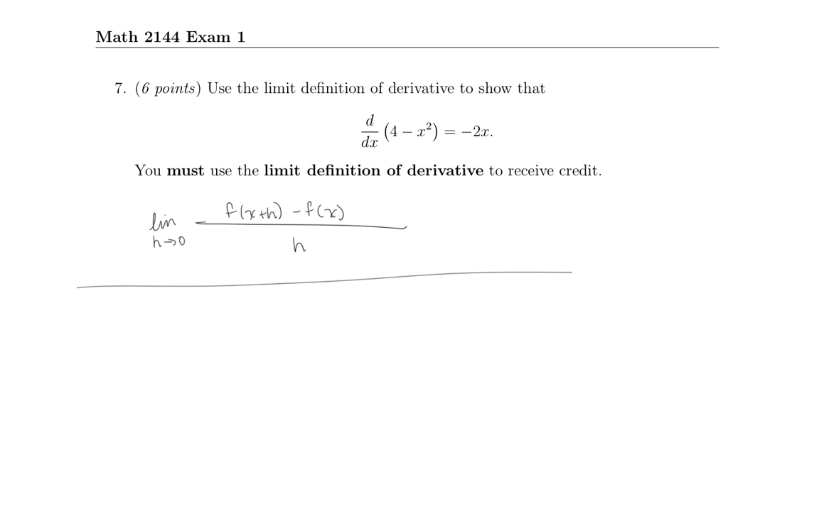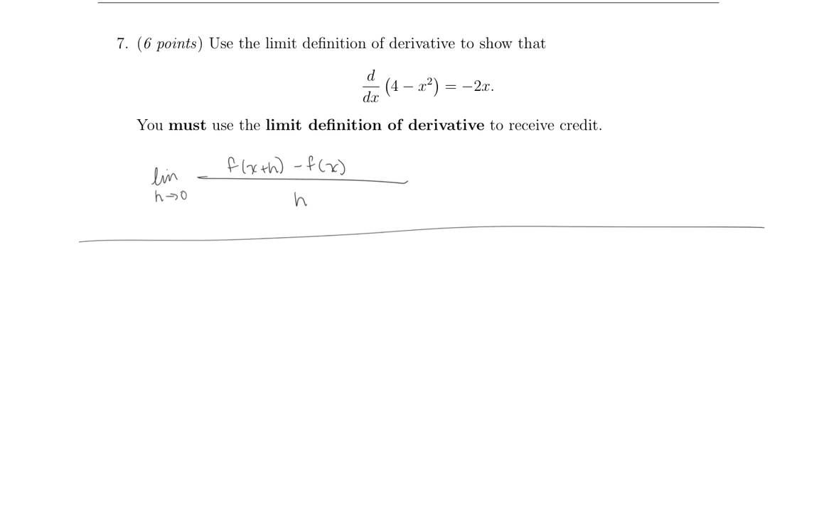So knowing that much, let's go ahead and work with what we got. Our f of x in this case is 4 minus x squared. So we have the limit as h approaches 0 of f of x plus h minus f of x. I'm just going to plug in x plus h into this function: 4 minus x plus h squared, and then minus f of x, so 4 minus x squared, all over h.